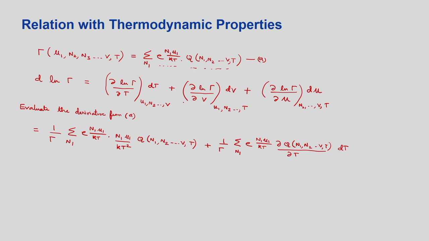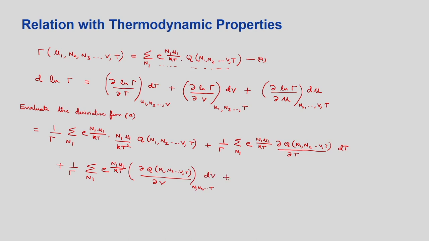Then we go to the second term, that is the volume expression. In the volume expression, what you will get is plus again the same term, because your volume appears only in the second term. When you take a derivative, only the second term will have a derivative term, because the first term doesn't have any volume term. So it is as it is, a factor. It will be multiplied by dV.